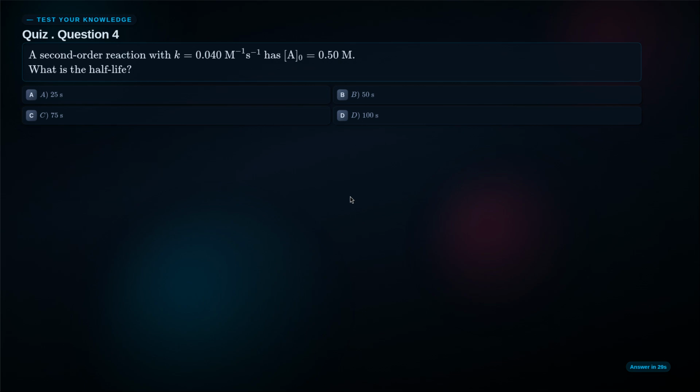For a second-order reaction, T1/2 equals 1 over k times A0, which equals 1 over 0.040 times 0.50, giving 1 over 0.020 equals 50 seconds. If A0 were doubled to 1.00 molar, the half-life would be 25 seconds, half as long, showing the inverse relationship.